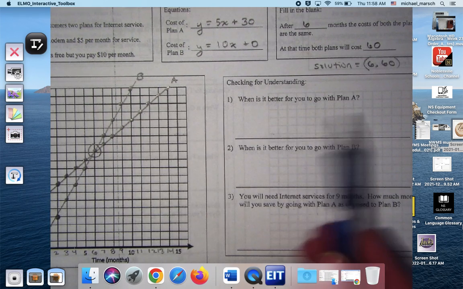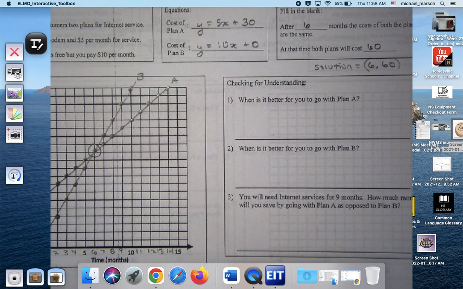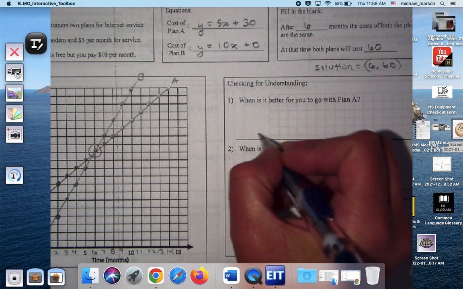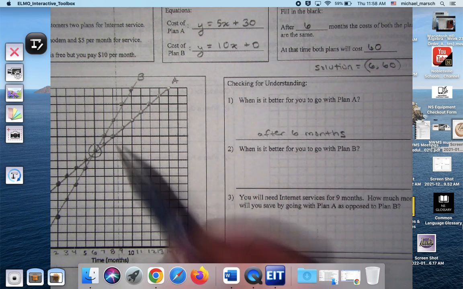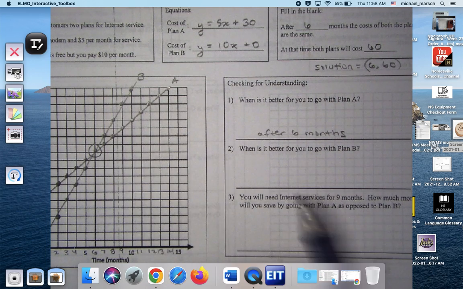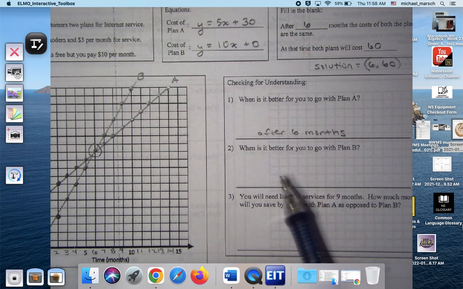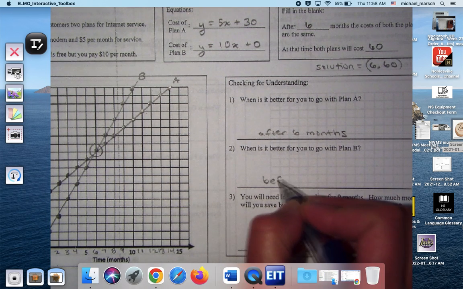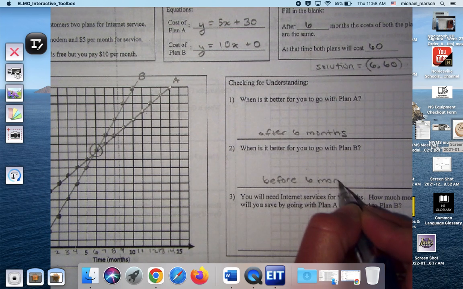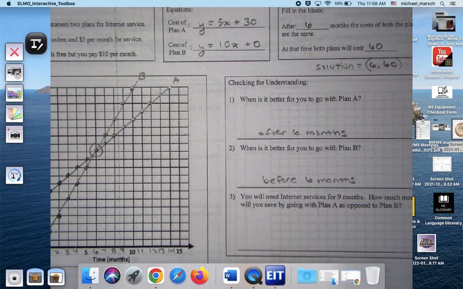When is it better for you to go with plan A? And by better, I mean, when is it cheaper for you to go with plan A? After 6 months. After 6 months, yep. So anytime after 6 months, plan A is going to be cheaper. So then, if after 6 months plan A is cheaper, when is plan B cheaper? Before 6 months. If you're only going to have the plan for 6 months, you're fine.